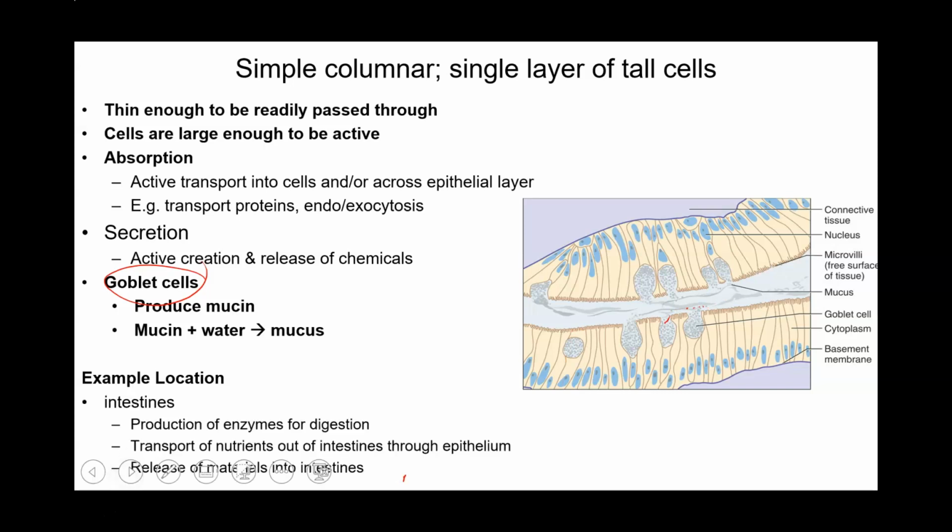A great example of where this is found is in the intestines or the stomach, right? Where the cells need to actively produce protein enzymes for digestion, and they need to be able to transport nutrients from the lumen of the intestine into nearby vessels and release materials to assist in the digestive process.